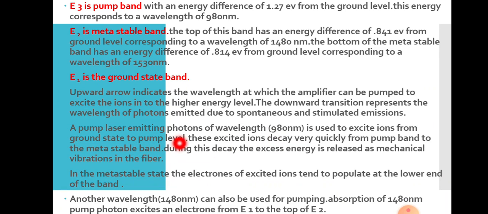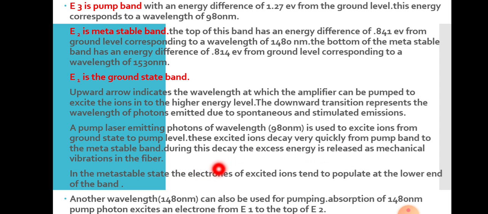Here the pump laser emitting photons of wavelength 980 nanometer is used to excite the ions from the ground state to the pump level, and these excited ions decay very quickly from the pump band to the metastable band. During this decay, the excess energy is released as mechanical vibrations in the fiber.